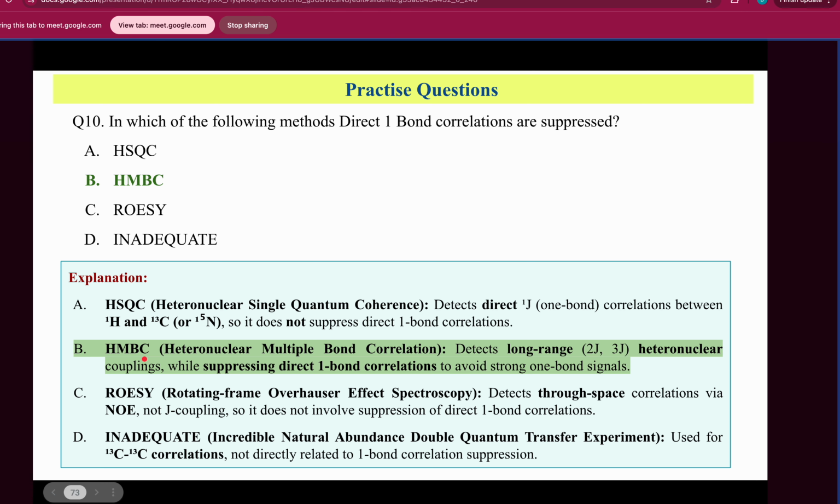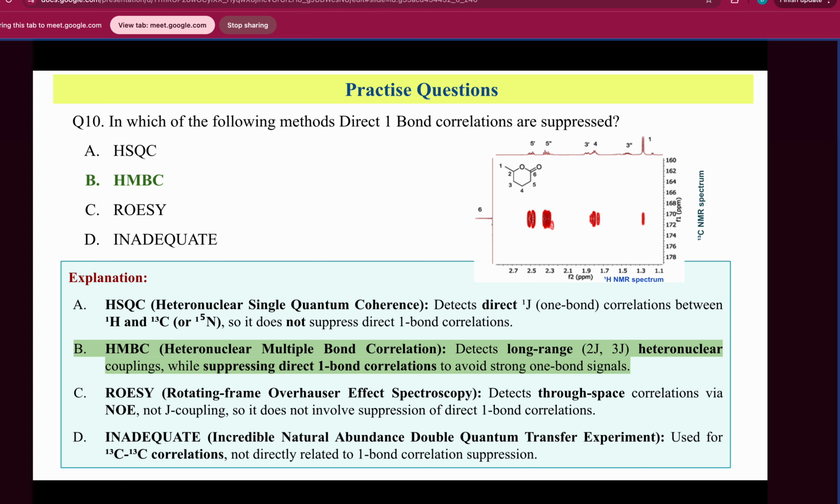Whereas HMBC is heteronuclear multiple bond correlation, so it is based on long-range interaction. When there are long-range interactions, that means the two atoms lie away from each other, but there is some kind of bond separating them. It is not happening in space, but it is a long-range bonded interaction. So that comes under HMBC, which suppresses the direct one-bond interactions. And ROSY, which we have discussed, is the through-space correlation, and INADEQUATE has nothing to do with this. So this is all about the questions. And this is how the HMBC peaks appear.